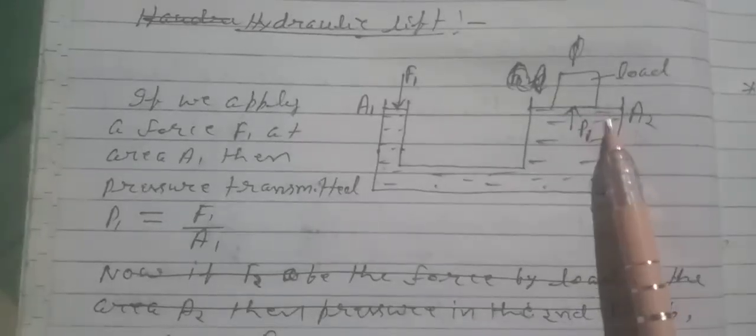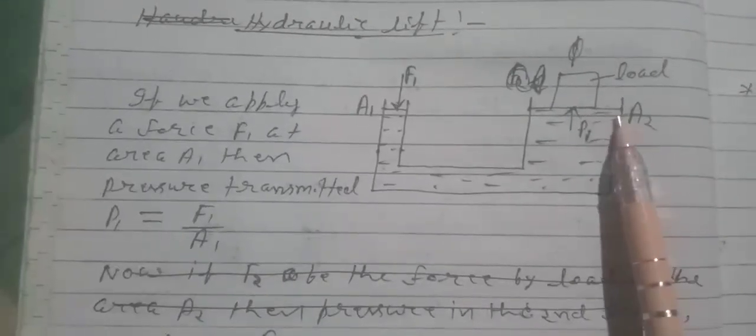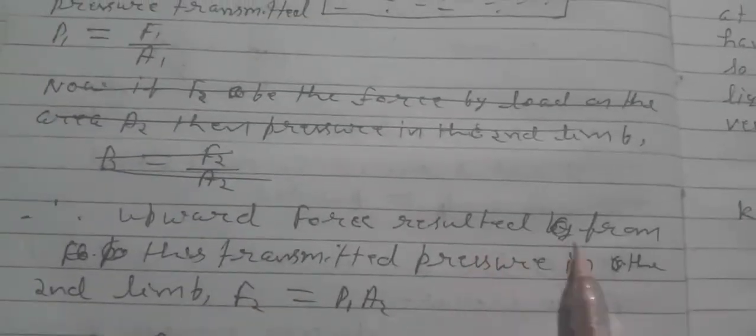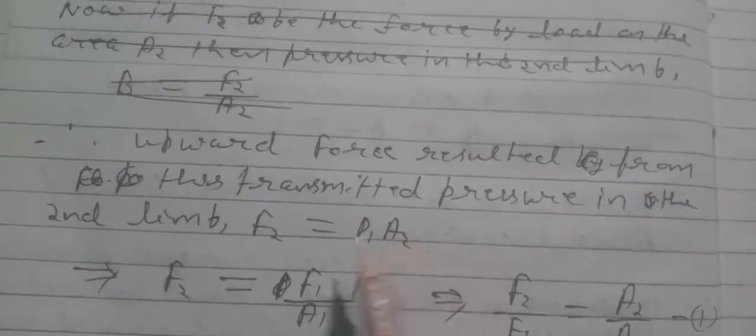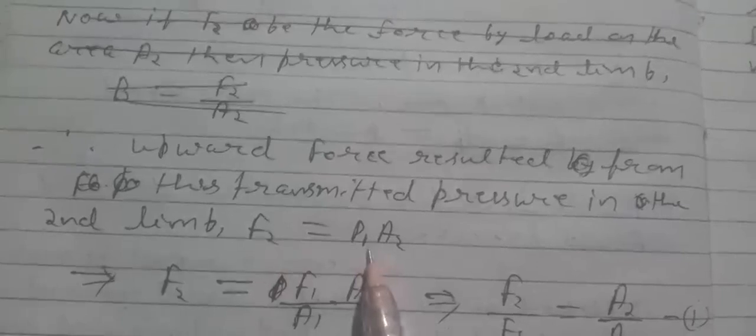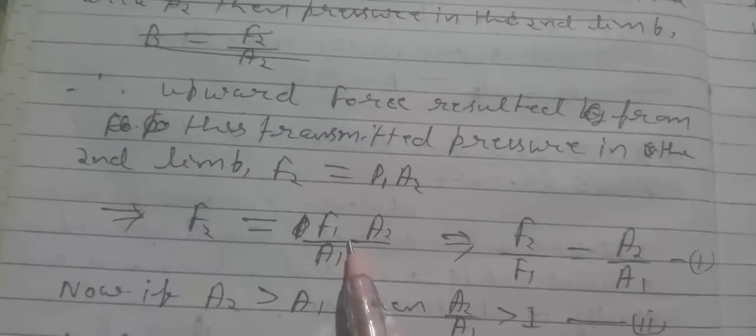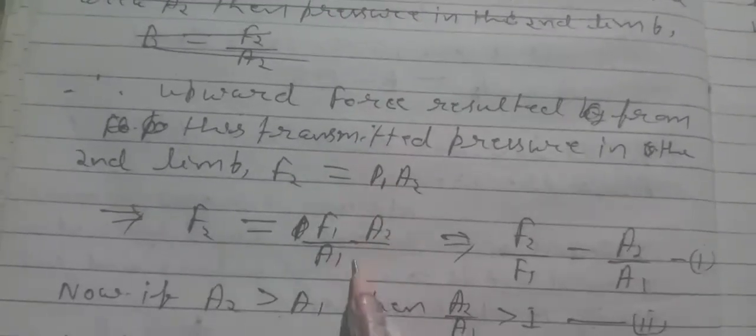Now if we consider here pressure is P2 and area is A2, then the upward force resulting from this transmitted pressure in the second lift, F2 equals P1 into A2. Because pressure will be the same, we have used the formula F2 equals P1 into A2. This implies F2 equals F1 by A1 into A2, because P1 equals F1 by A1. This implies F2 by F1 equals A2 by A1, equation 1.